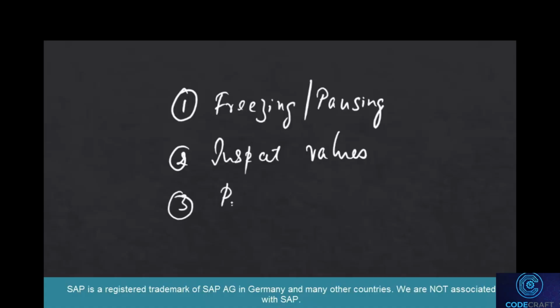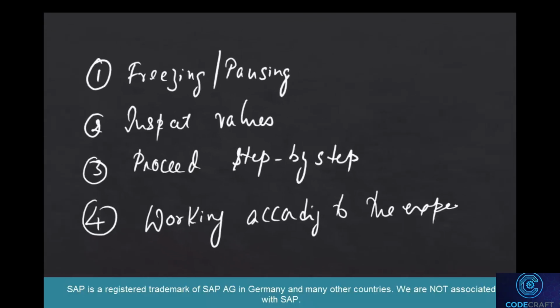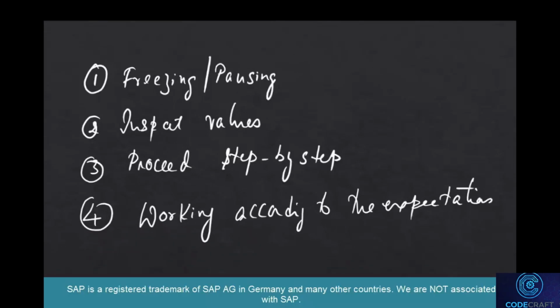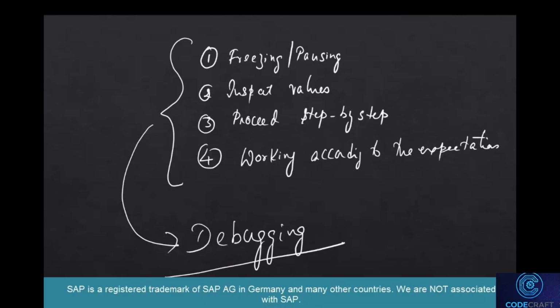And you proceed step by step, or frame by frame, to analyze how the code is flowing. And all of this to do what? You do all of this to find out if the program is working according to the expectations or not. If the program is working fine, you would not have to do debugging. But if there is something wrong with the program, that's when you would want to analyze and freeze and do all these things. This process is called debugging. This is the definition of debugging.